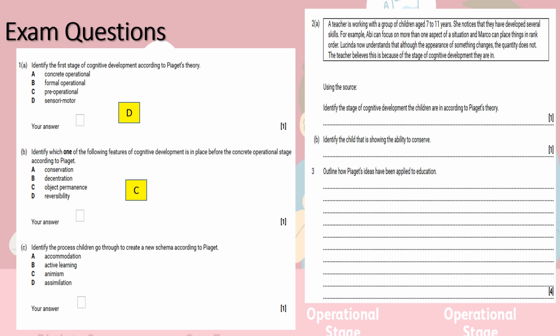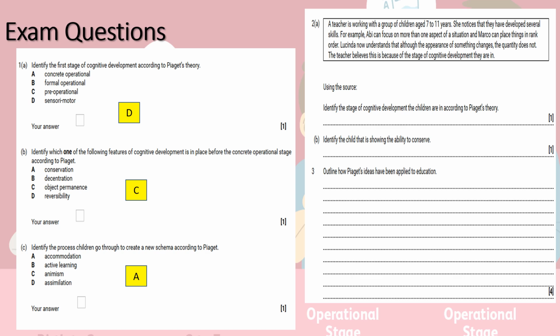Next, identify the process children go through to create a new schema according to Piaget. So A, accommodation, B, active learning, that's just another phrase for discovery learning, C, animism, or D, assimilation. So hopefully you're okay there. A, accommodation is when they create a new one. Maybe you got confused with assimilation, which is where they add information to an existing one, so it's different to that.